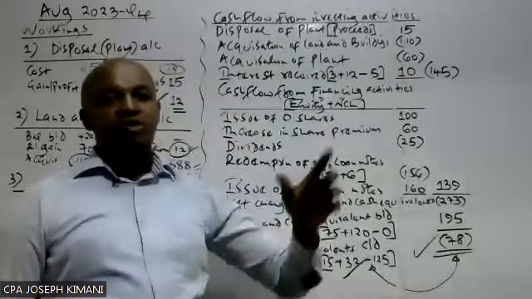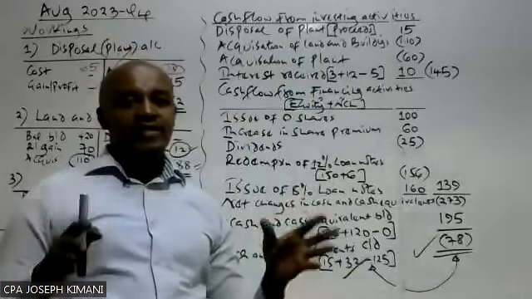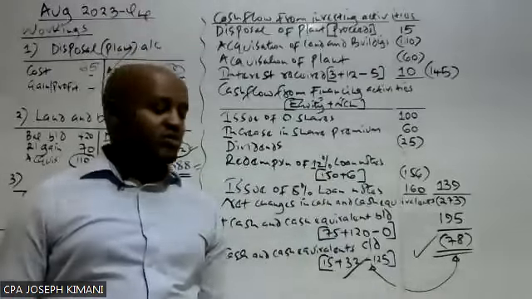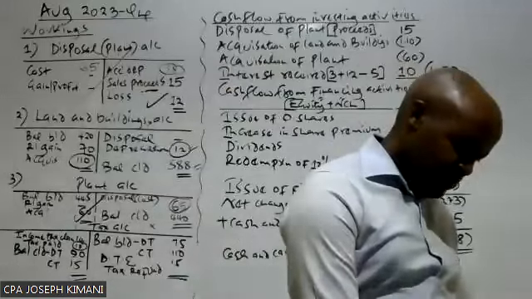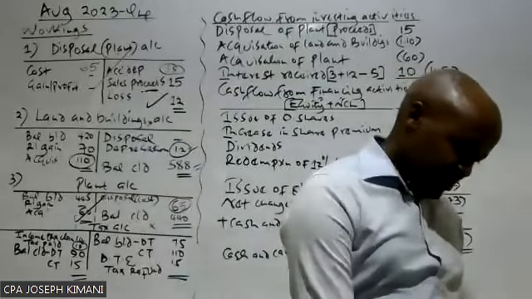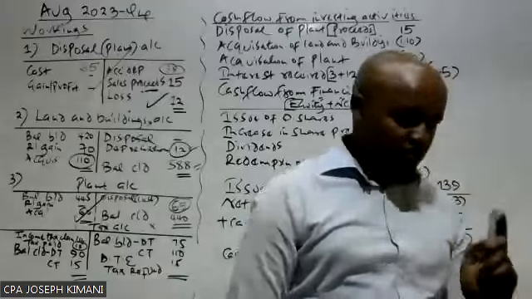even without coming to this part of determining the cash flow from what? Investing, and also what? Financing. So it was a good question. If you did that question, you were supposed to perform those to get those 14 marks.